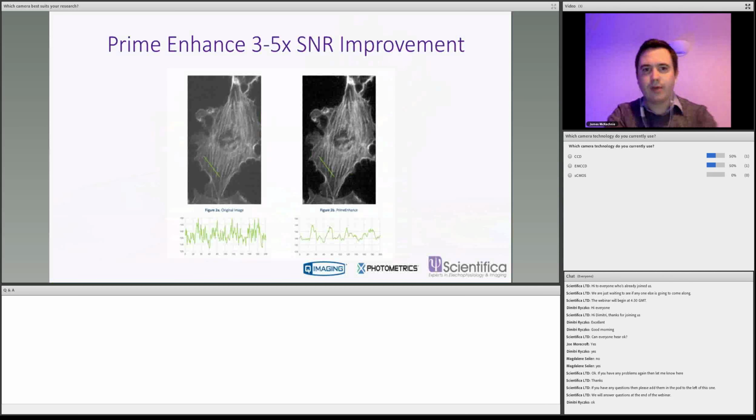We actually have a number of ways that you can improve signal to noise. Generally, the best way to improve signal to noise is to expose for longer. The more signal you've got, the better. But on certain cameras there are denoising algorithms and enhancement algorithms which keep the ability to quantify the data, but allow you to bring that signal up above the noise.